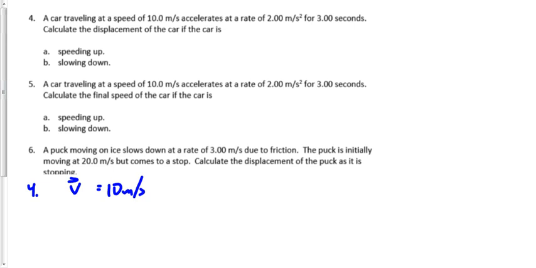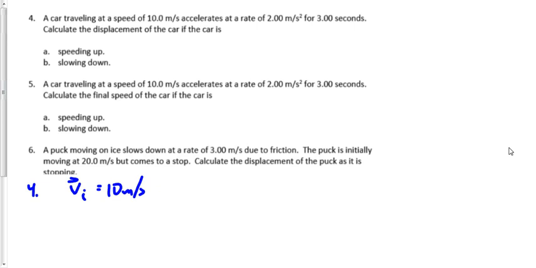Can you tell me what that is? Is that V? Is that VI? Is that VF? Is that delta V? Is that the average? What is that? What would that correspond to? This car is traveling at 10 meters per second and then speeds up or slows down. This would be VI, right? This is the initial velocity. So I'm going to make it VI is 10 meters per second.